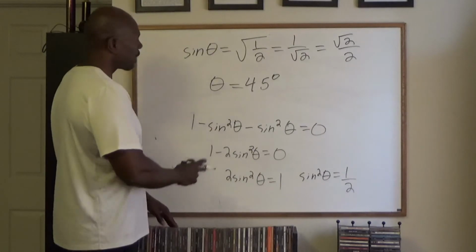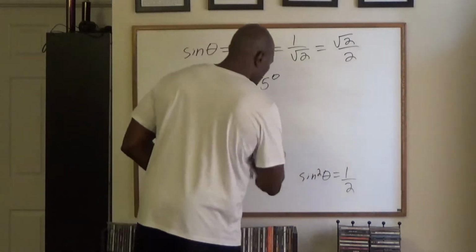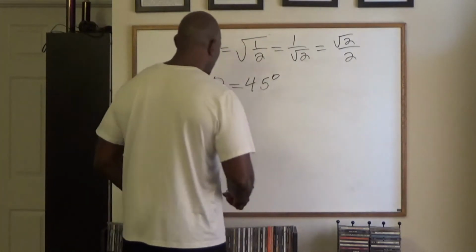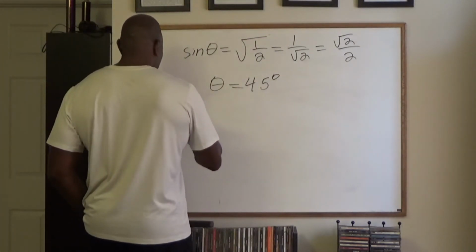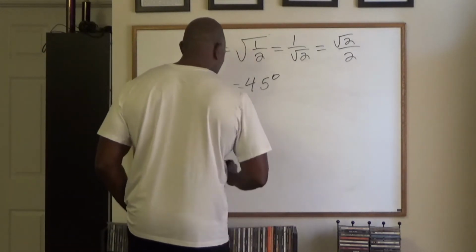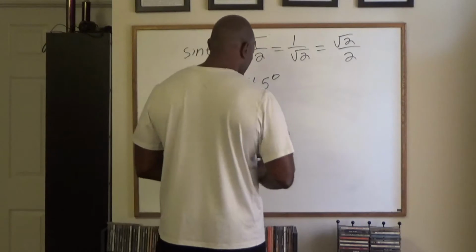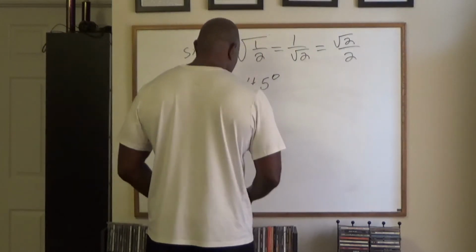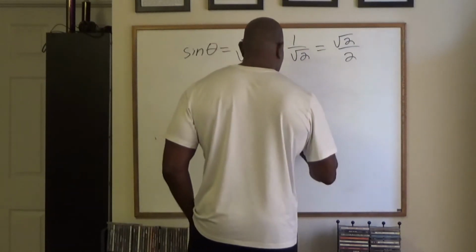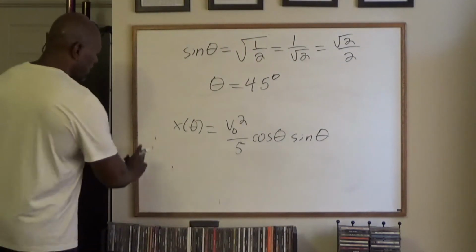The endpoints are 0 and 90. I'm going to plug those into my primary equation, where it was x in terms of theta, and see which one gives me the biggest value. So that primary equation was x of theta equals v naught squared over 5 cosine theta sine theta. Alright, so let's plug in the values.